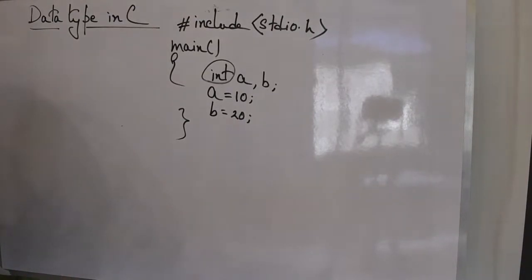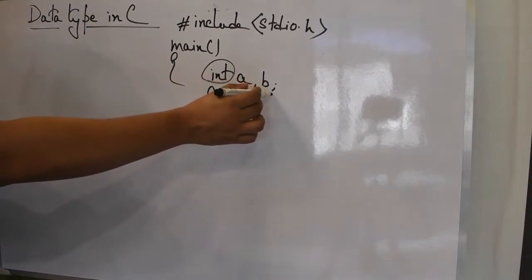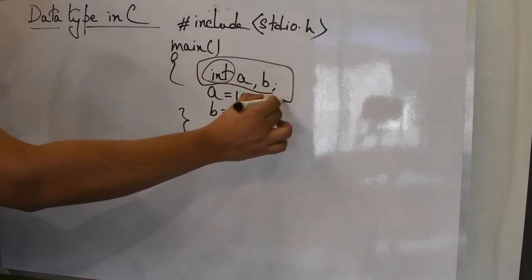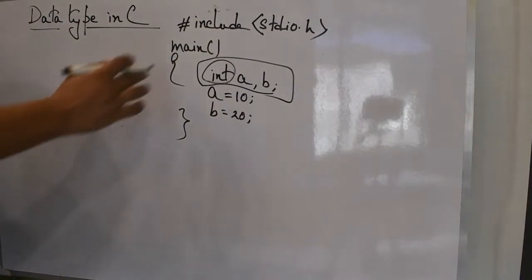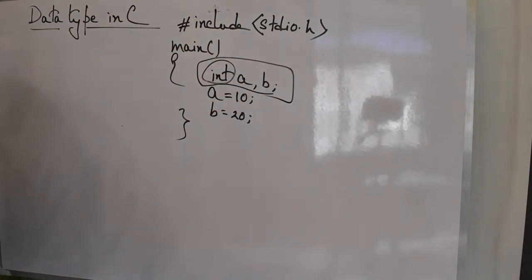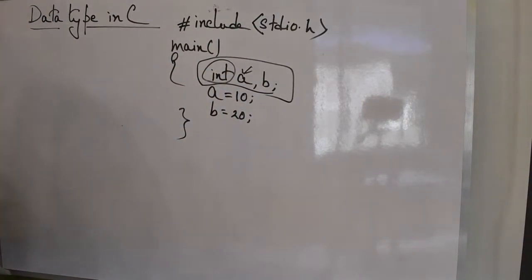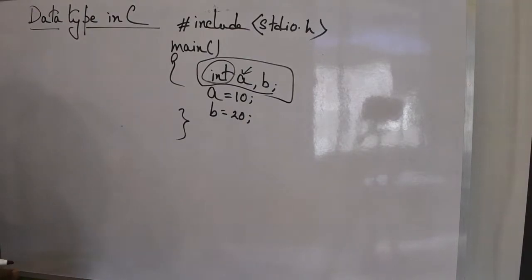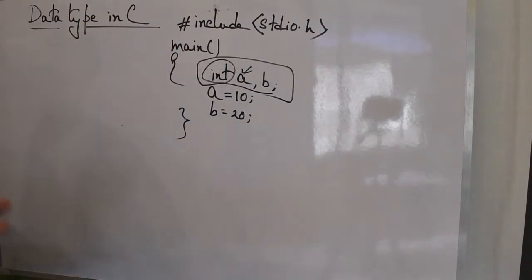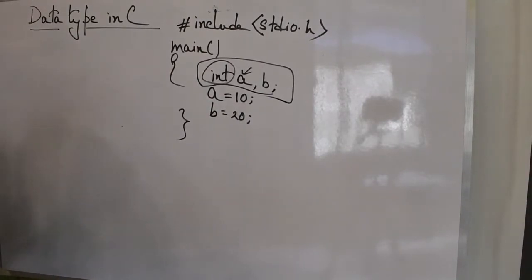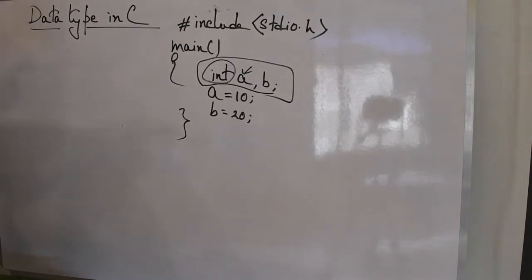In our first lesson we learned that this part is called a declaration. So we are telling the system that a will be a variable which will accept an integer data type. That is the main funda here. We are going to learn how many types of data types there are, the categories of data types, and then we will go into the programming.